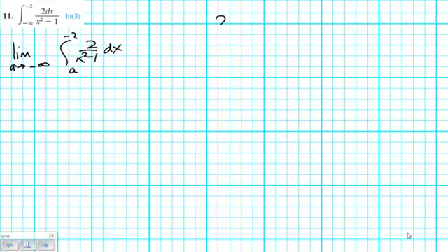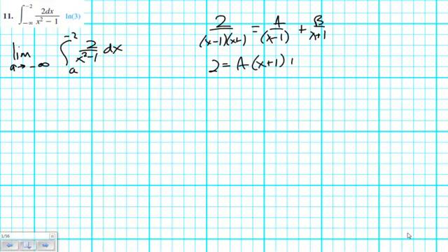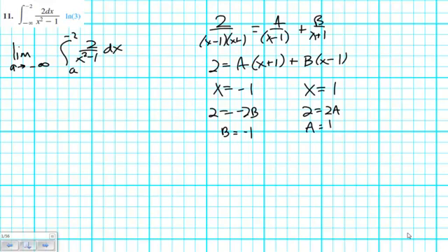All right, so 2 over (x minus 1)(x plus 1) is equal to A over x minus 1 plus B over x plus 1, which means we have 2 is equal to A(x plus 1) plus B(x minus 1). If we let x equal negative 1, the A part goes away, and we get 2 is equal to negative 2 times B, so B must be negative 1. If we let x be 1, the B part goes away, and we get 2 is equal to 1 plus 1, 2A, therefore A must be 1. So we end up getting 1 over x minus 1 minus 1 over x plus 1.